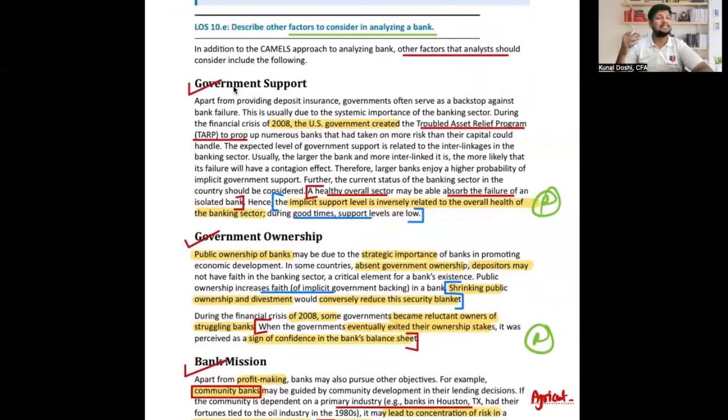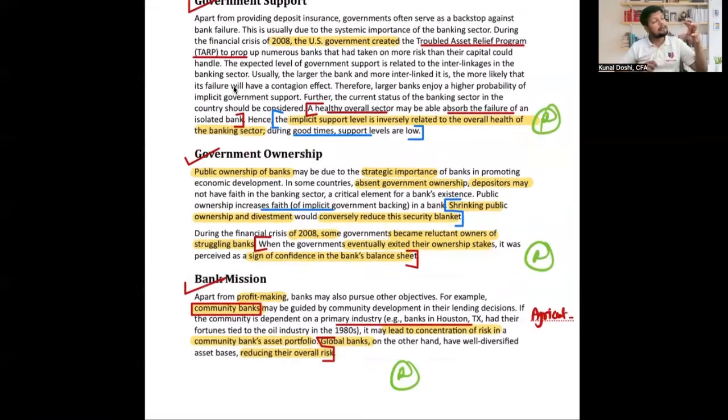Government support. Yes, government support is very essential for the banks in terms of quantitative easing. They absorb the losses. Government ownership is how much is the public sector's ownership of the bank. These are other factors. They are outside the CAMELS program. Okay. Outside the CAMELS. Plus the bank's mission. For example, if a bank is set up to help the poor and needy, they will have more concentration of loans, which is risky.